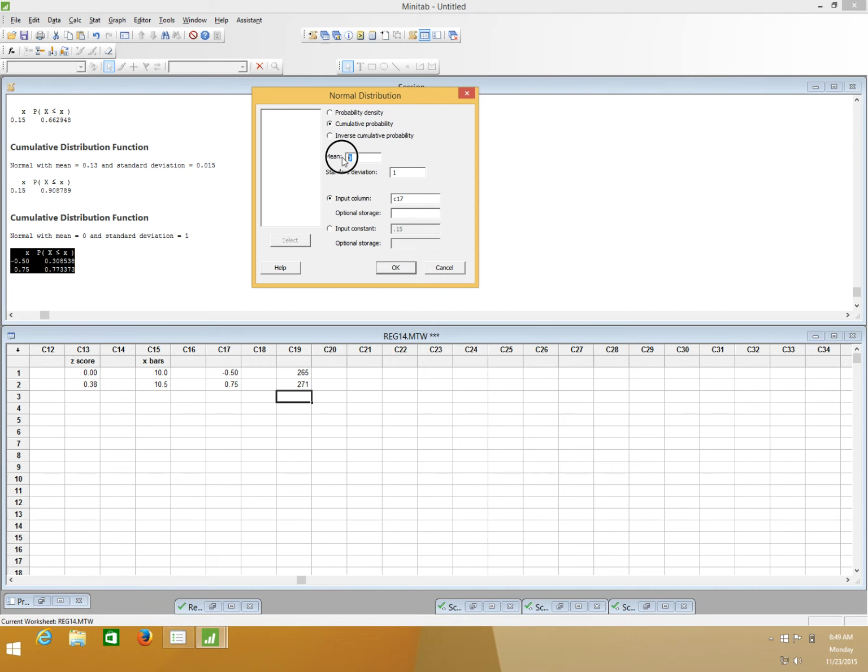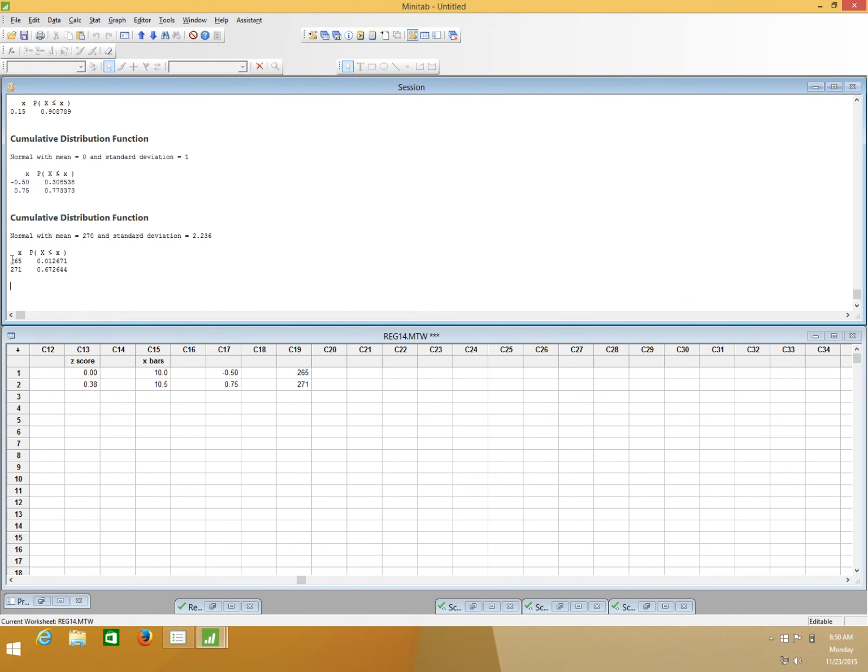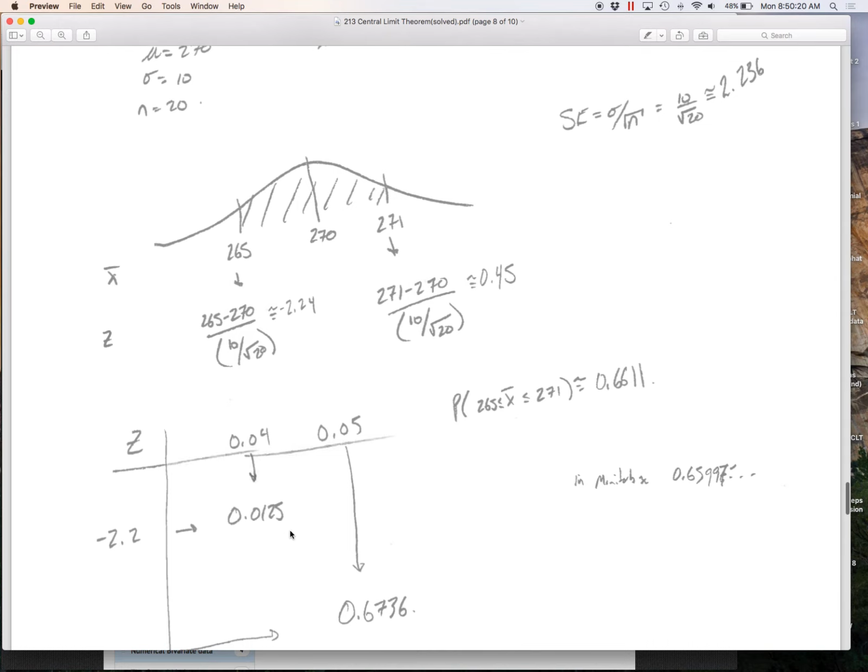I can use z-scores if I have 0 and 1. In this case, I'm going to use the x-bars. I'll say that the average really was 270, and the standard deviation, this is going to be sigma divided by root n. Okay, so this is 10 divided by root 20, which I calculated to be 2.236. Okay, the column that I'm taking the values from is the 19th column here. Okay, so here you can find the two cumulative areas from Minitab this way instead of from your Z table that way.